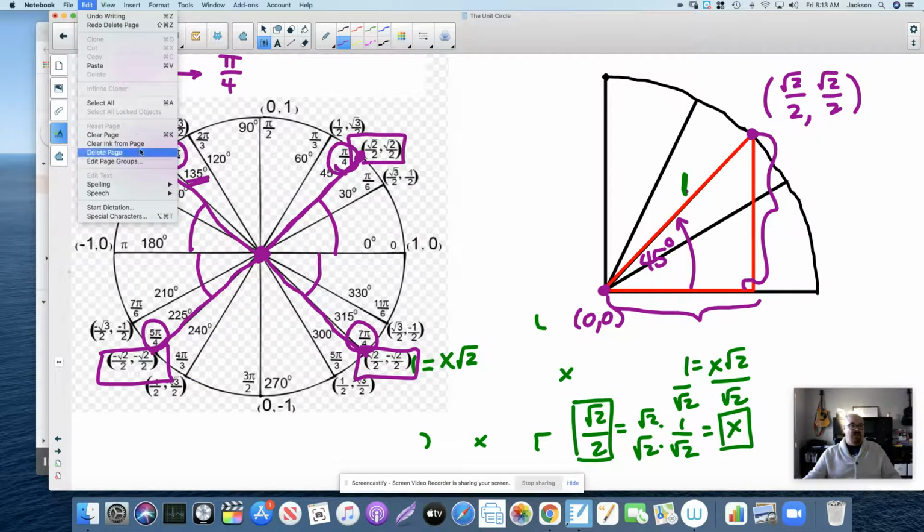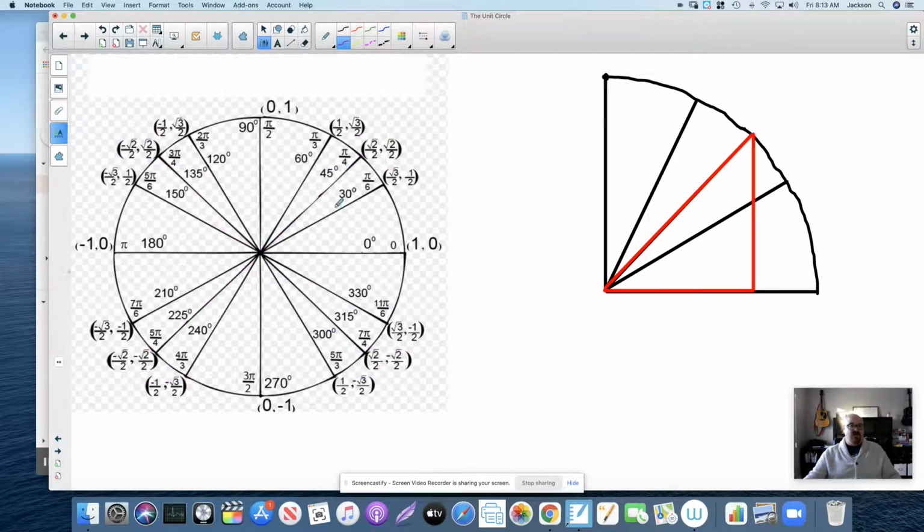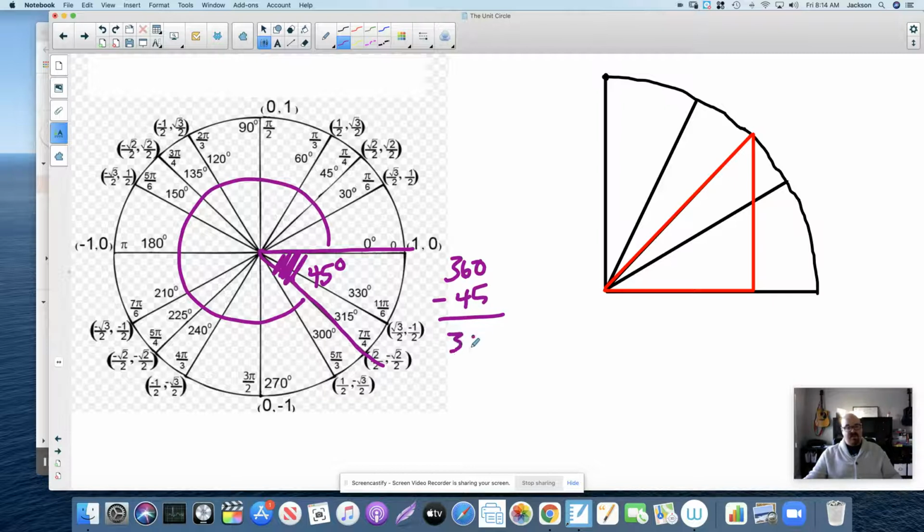Okay, let me clear this ink. It's getting a little convoluted here. What we're talking about is an angle that goes from here all the way around to here, right? The reference angle is 45 degrees. So we're 45 degrees short of making that complete rotation of 360. So if you take 360 minus 45, you get 315. So this is how we can use the concept of reference angles to identify all of the angles on the unit circle. Okay, let's look at the 60-degree angle next.